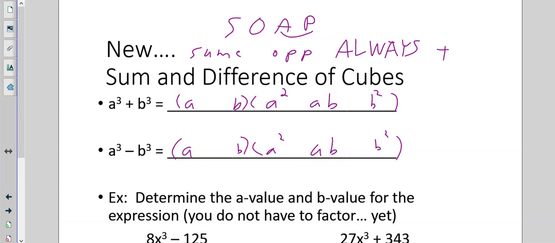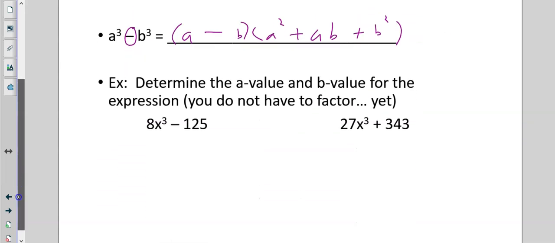And here's where the SOAP part comes in. So this was positive. So same, opposite, always positive. This was a subtraction. Same, opposite, always positive. Now let's see it with real numbers.